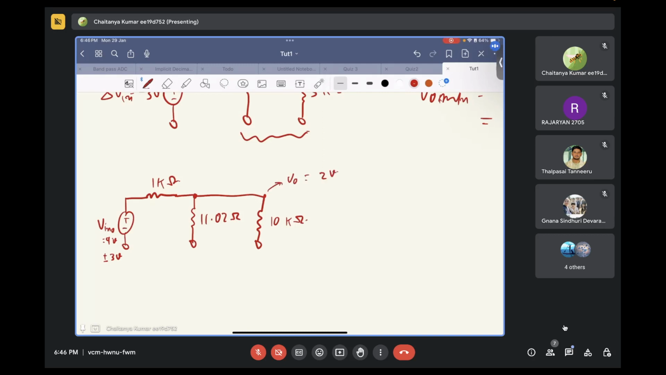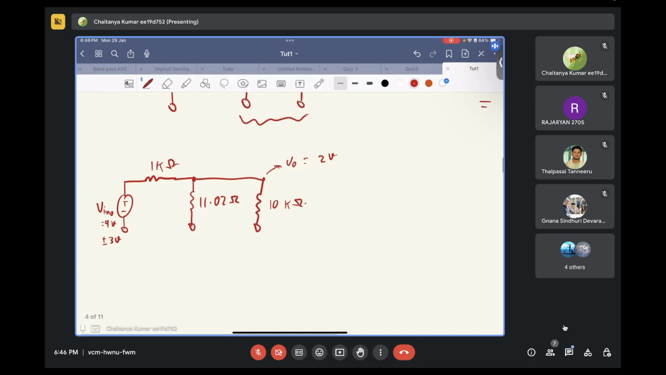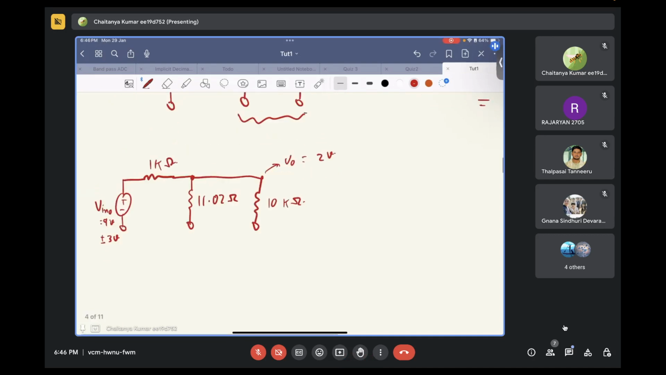When it is plus 3 volts, that is it goes to 12 volts, you need to calculate roughly the incremental output voltage. When it is minus 3 volts, you need to calculate roughly the incremental output voltage. You need to subtract that, and that will be divided by the nominal output voltage of 2 volts. This will give you line regulation.